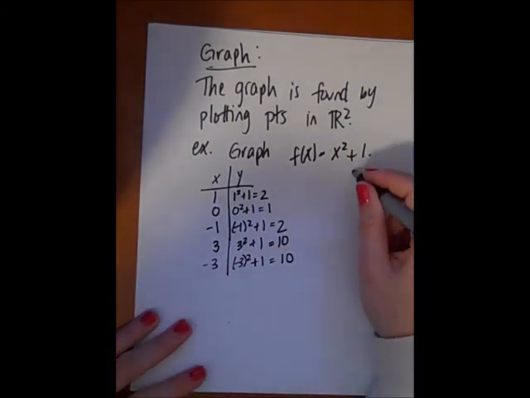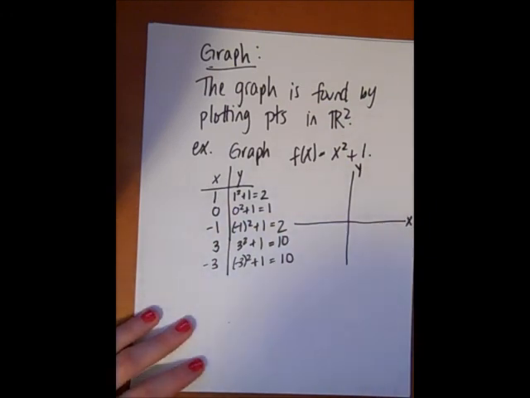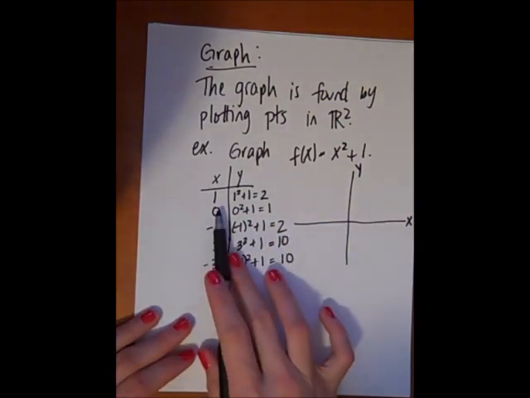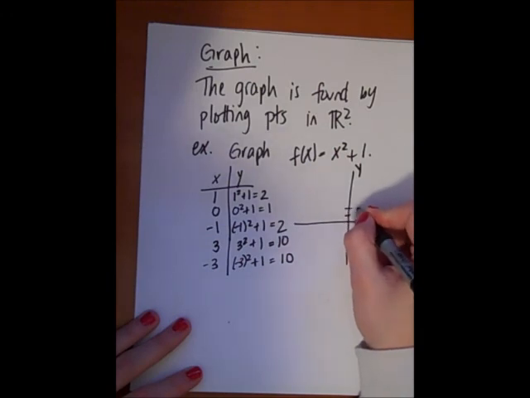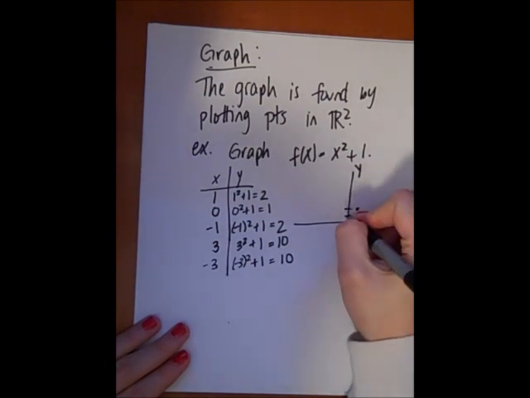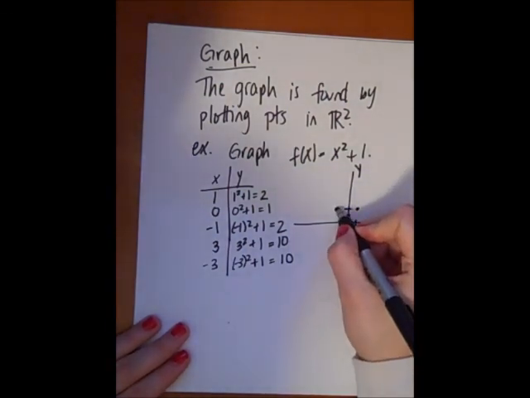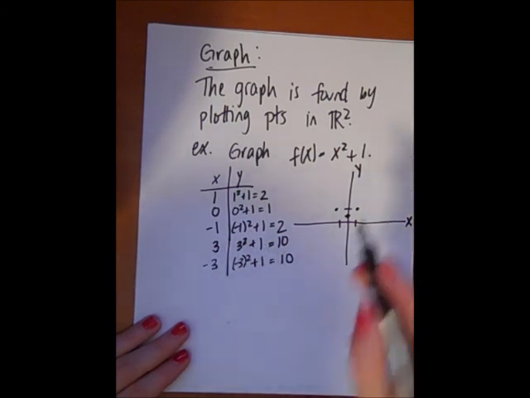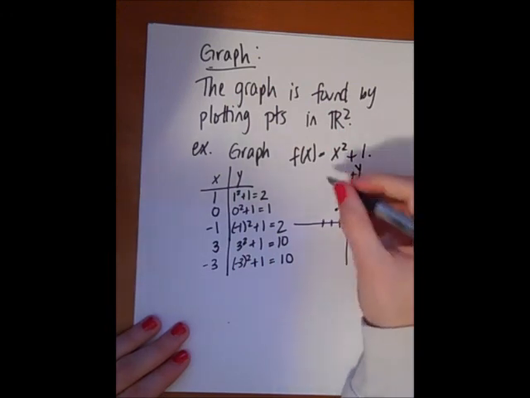Now let's plot this and see what I get. Here's my x-axis, here's my y-axis. So one point that I can plot is 1, 2. Here's 1, here's 2. There's 1 point. How about 0, 1? 0, 1 will be right there. Negative 1, 2, right here. 3, 10. See, 10's probably way up here. And then negative 3, 10.